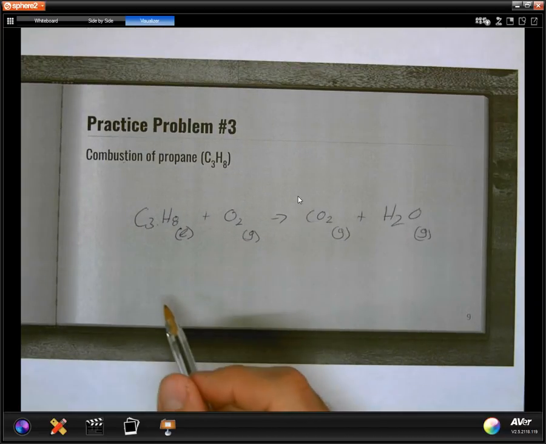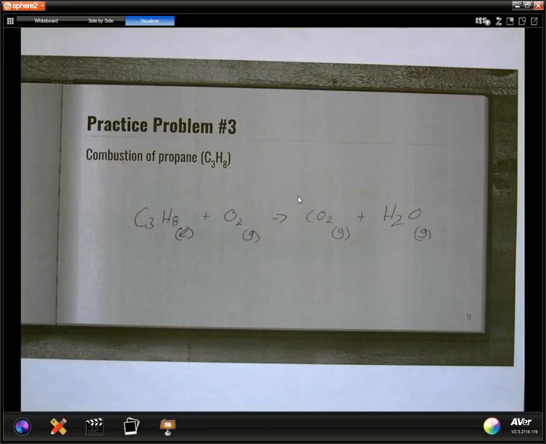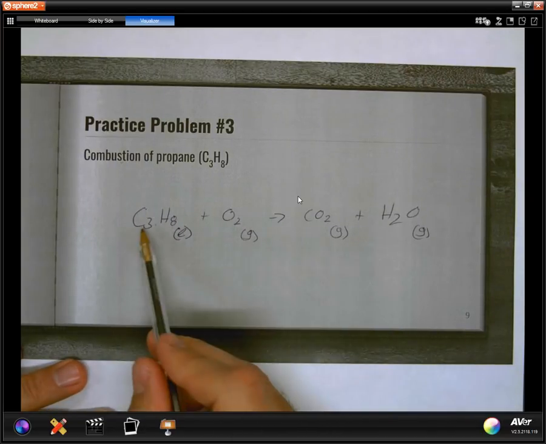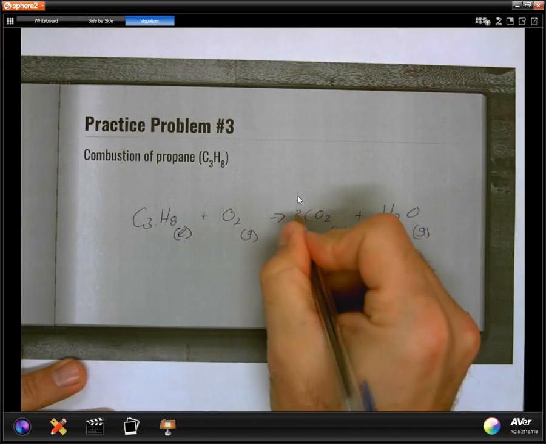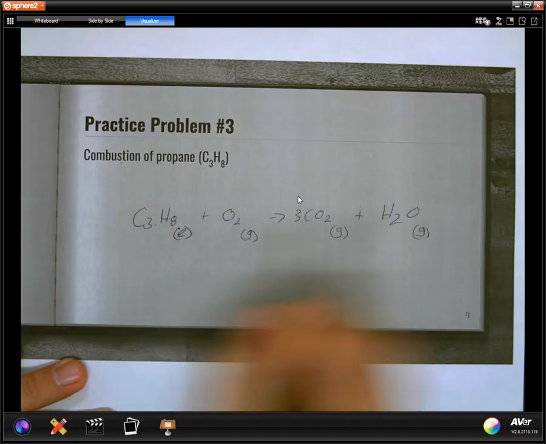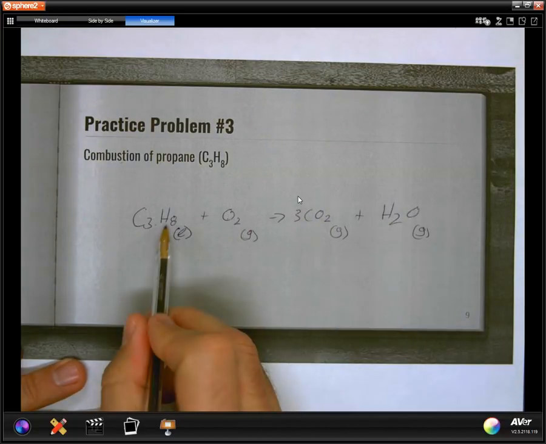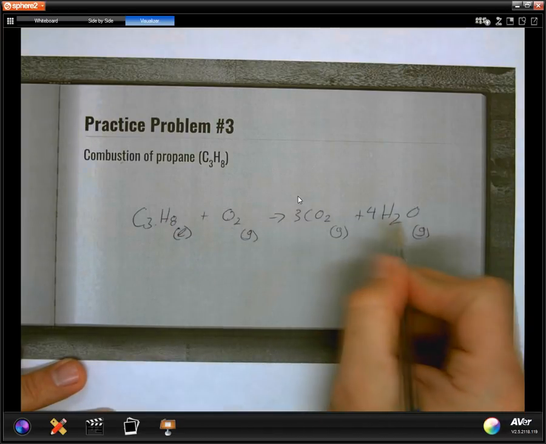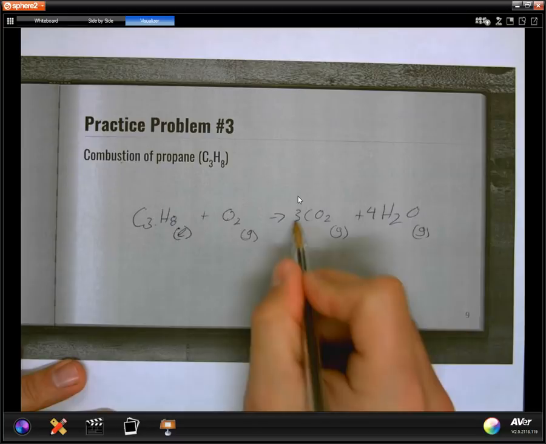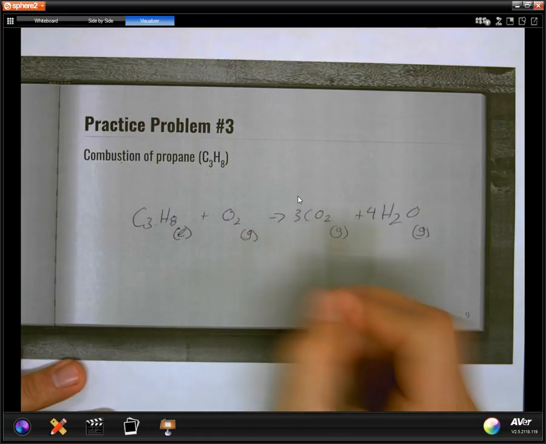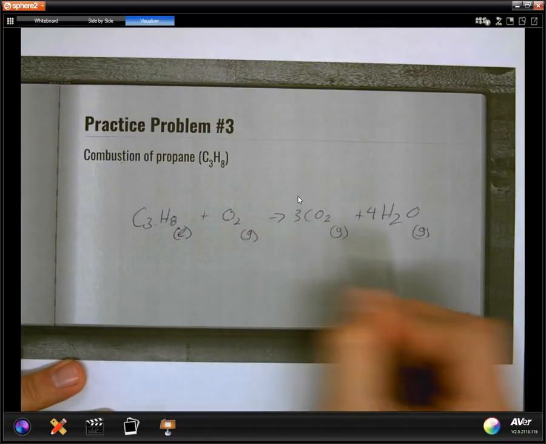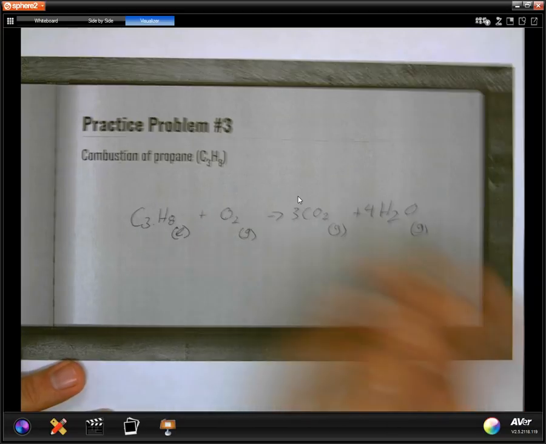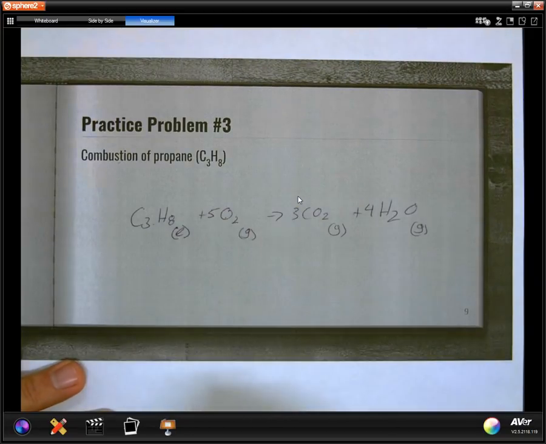So again, when I go to balance this, just pick any element you think looks scary to you. It's not really a big deal to me. We'll just start with carbon. I got 3 here, so I'm going to put a 3 here. I've got oxygen, but I want to leave my oxygen for last. So now let's do hydrogen, 8 hydrogen. So I need a 4 here. So it gives me 8 hydrogen, 3 carbon. Balance out my oxygen. 6 oxygen, 4 oxygen is 10. So I need a 5 here.